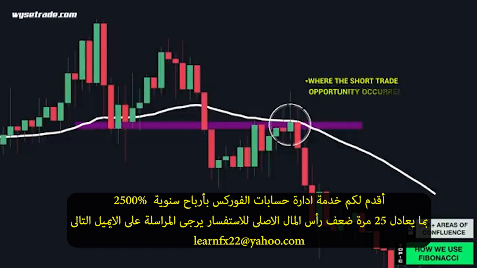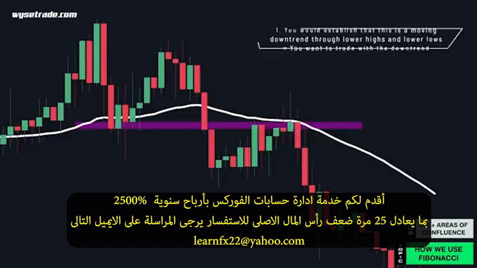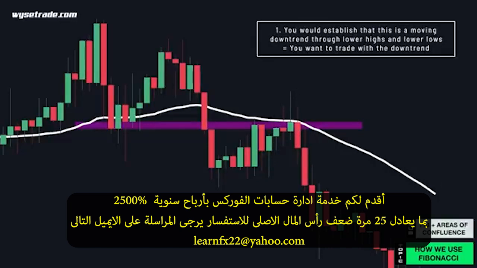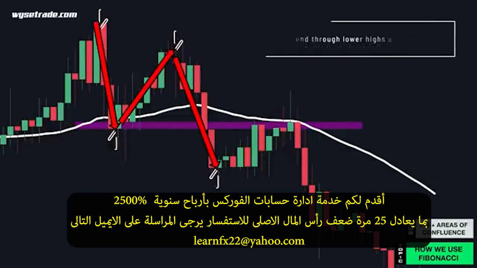This here is where the short trade opportunity occurred, as it is an area of confluence and access point. So let's break it down. First, you would have identified this as a clear moving downtrend, as price is making lower highs and lower lows. So you want to trade with the moving downtrend.